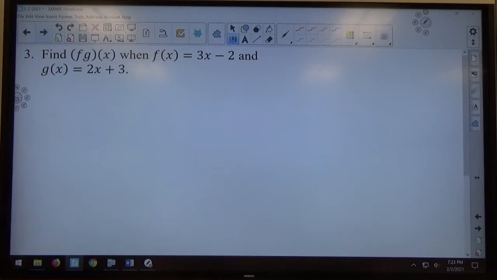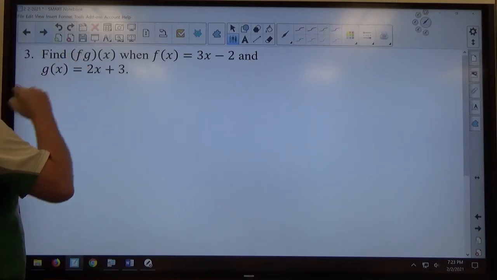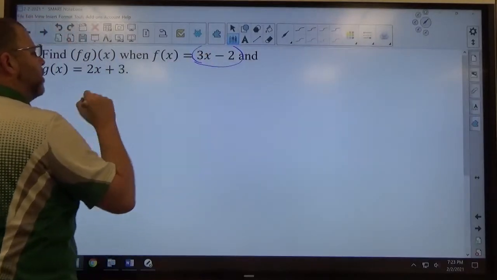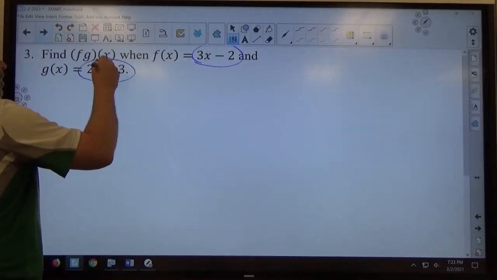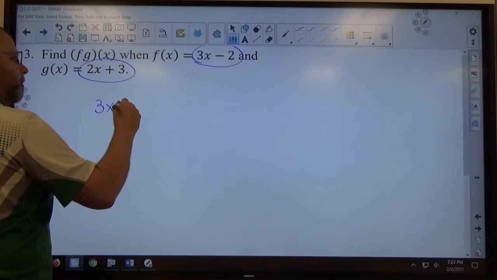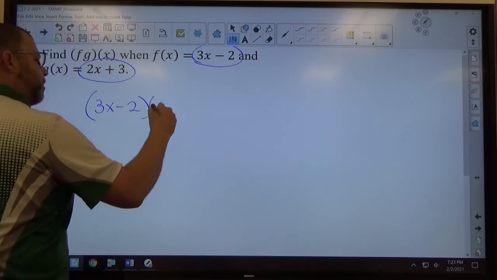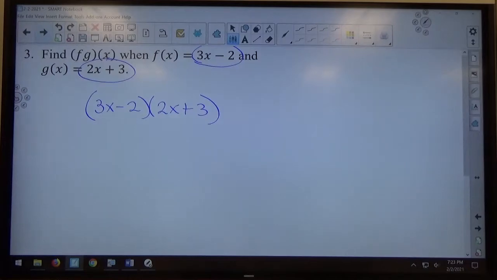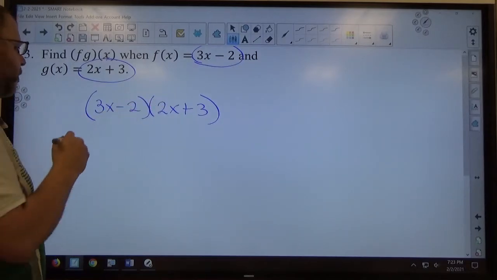For number 3, it says find fg. So fg means f times g of x. So they want us to take f of x, which is 3x minus 2, multiply by g of x, which is 2x plus 3. And all we're looking at here is just a FOIL technique. It's a binomial times a binomial.